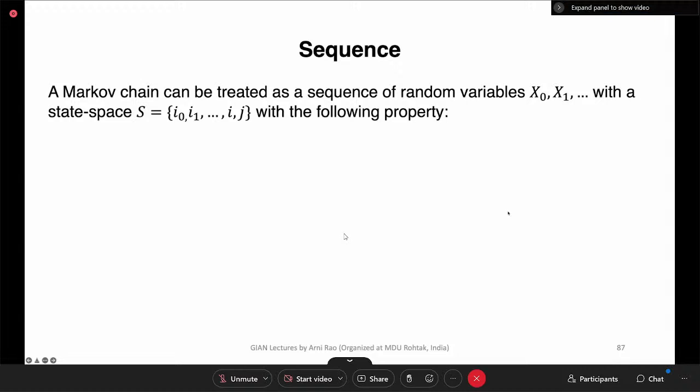Sequence here is not an English sequence; it means a mathematical sequence. In general, a sequence is a real valued function whose domain is the natural number set. So that's why it's a sequence here.